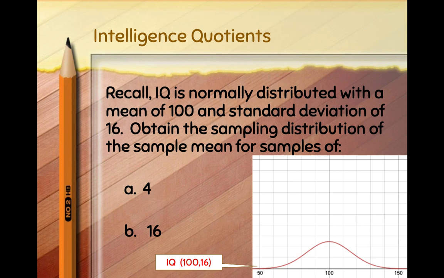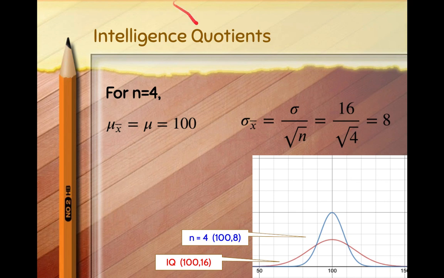We talked about in an earlier chapter, IQ is normally distributed, a mean of 100 and a standard deviation of 16. So if we do a sample size of 4, what does it look like? A sample size of 16, what does it look like? So we're looking at the distribution of the sample means. If n equals 4, again, the mean is mu, so my mean is going to be 100. My standard deviation is 8.